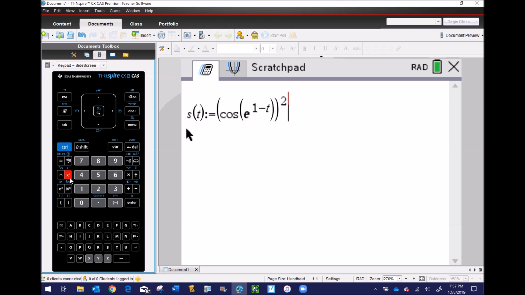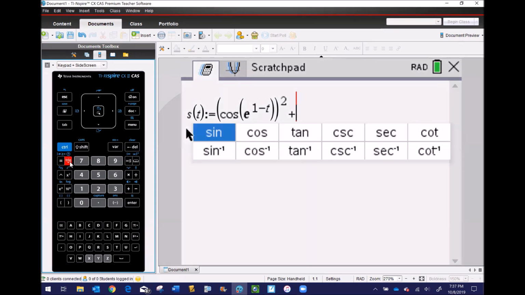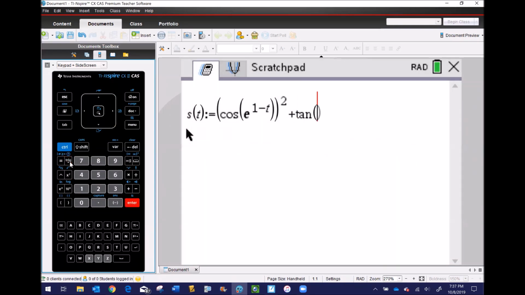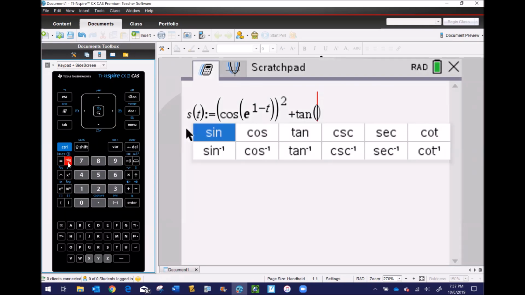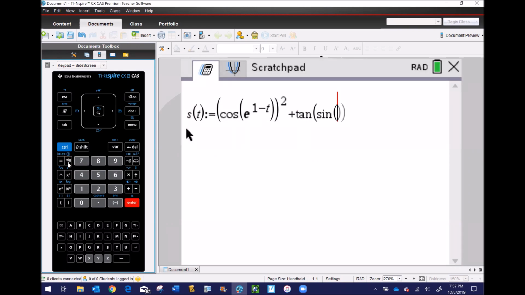All right, and if you think about it, this looks exactly like what you see on paper, doesn't it? Now you're going to add, and then you'll access the tangent from the trig menu, and then you go right back to the trig menu and access the sine, throw your t in. I always tell students, I'm going to remind you this in April, double check what's on your paper with what you've entered to make sure it's right. And once you're satisfied, you can hit enter.